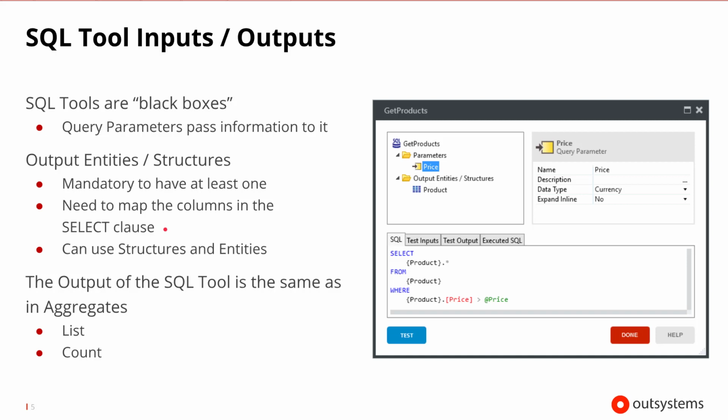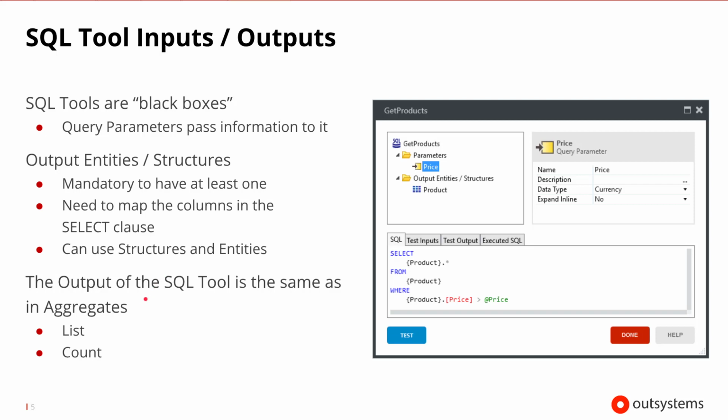And they should be matched if we're using variable names and things like that, to make sure that everything is in sync and is meaningful. So when we're doing output, it could either be an entity defined structure or it could be a structure itself. And then the output from the SQL tool is going to be just like it was in an aggregate.